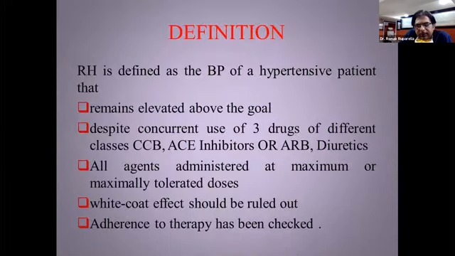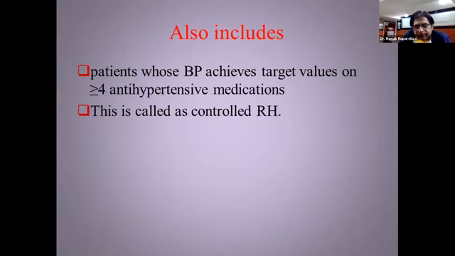Prevalence is approximately 10%. Now, defining resistant hypertension: if BP remains persistently above the goal despite concurrent use of 3 different drugs, mainly calcium channel blockers, ACE inhibitors, or diuretics, all agents administered at maximal doses, white coat effect has been ruled out and adherence to therapy has been checked. So if all these points are matching, then only we can say that the patient has resistant hypertension.